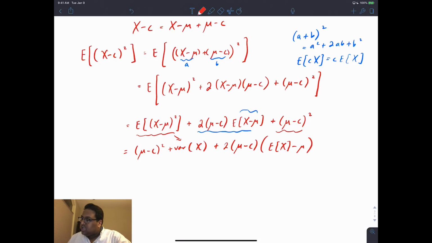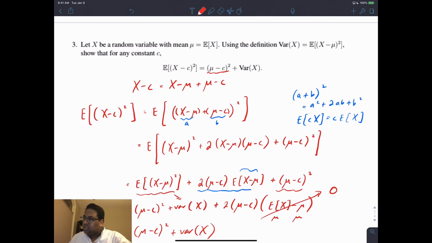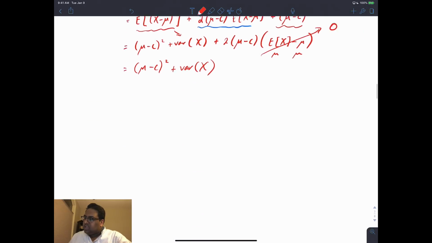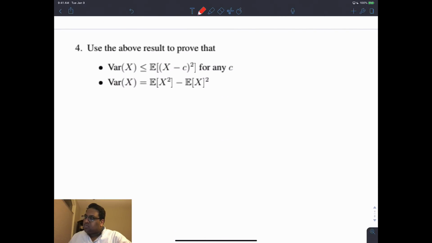But then we see the expectation of x is the same thing as mu, and mu minus mu is equal to 0. And so we're left with just what we're looking to find, mu minus c quantity squared plus the variance of x. And we're done. Cool. Now let's move on to number 4, which revolves around the result we have in question 3.